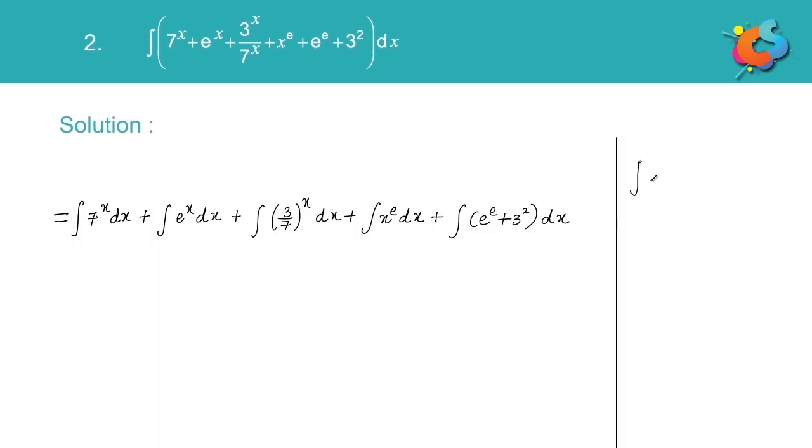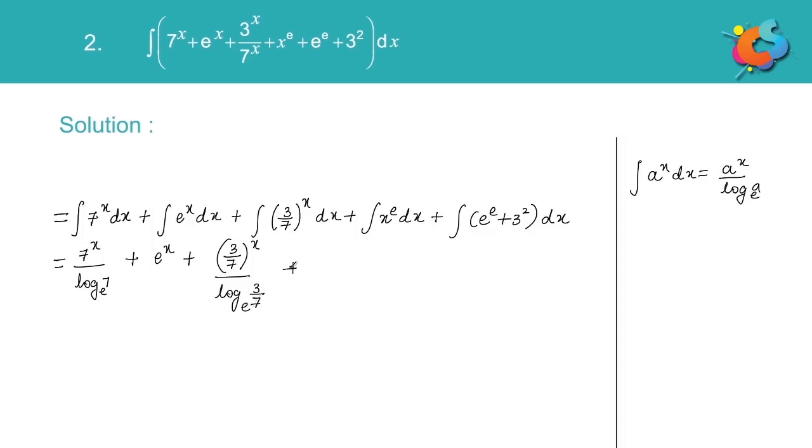We know that integration of a power x with respect to x is a power x by log a base e. So, in place of a, we have 7. So, therefore, integration of 7 power x is 7 power x by log 7 base e plus, we know that integration of e power x is e power x itself. So we'll write e power x plus, again third term 3 by 7 whole power x, it is same like integration of a power x. So in place of a, we have 3 by 7. So therefore, integration of 3 by 7 whole power x is 3 by 7 whole power x by log 3 by 7 base e plus integration of x power e.